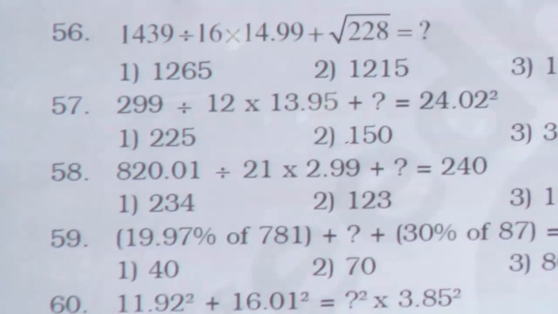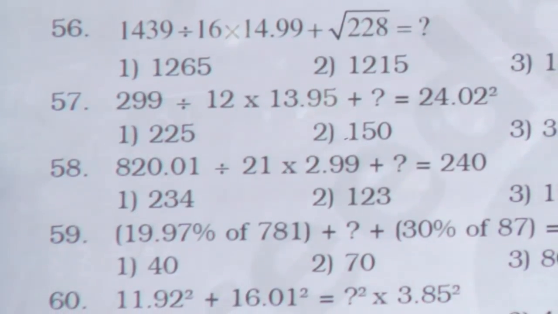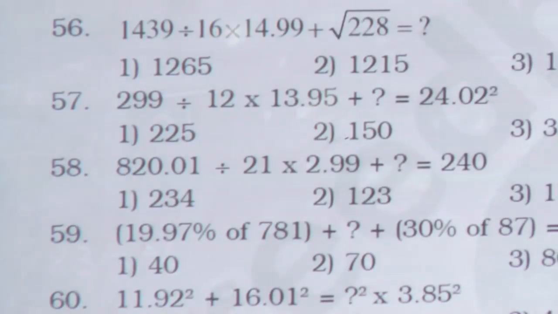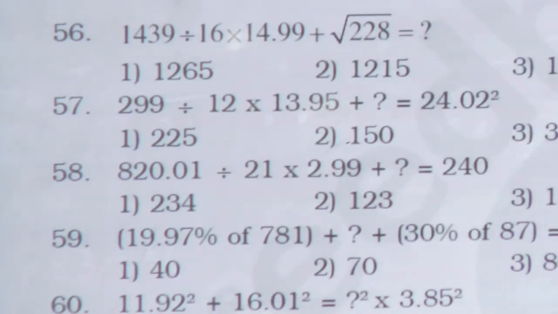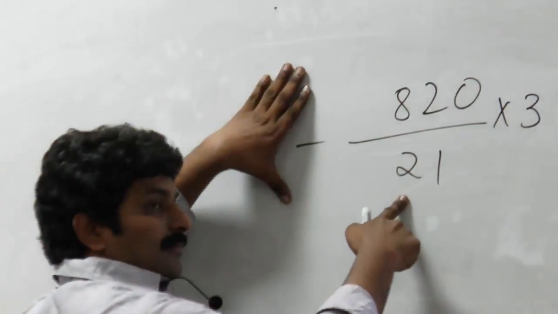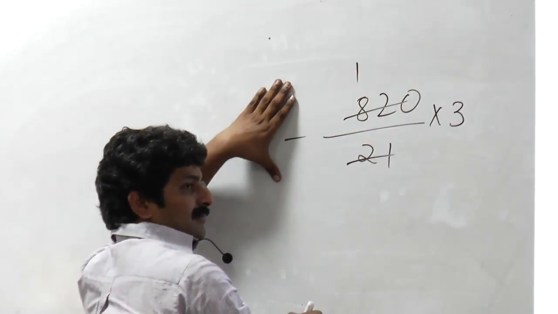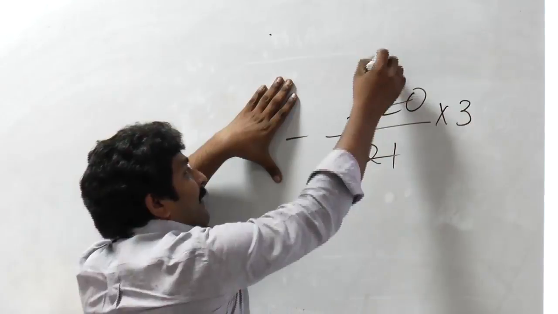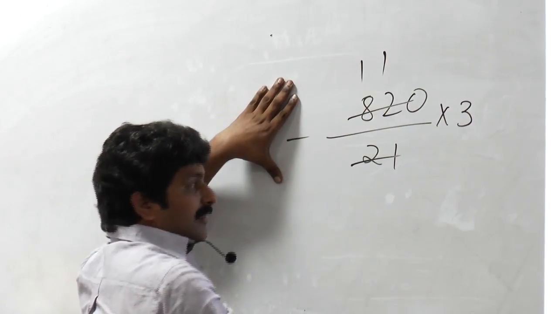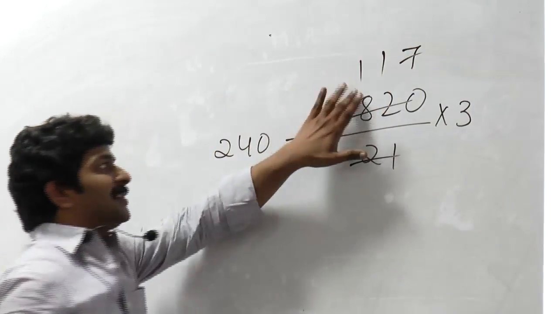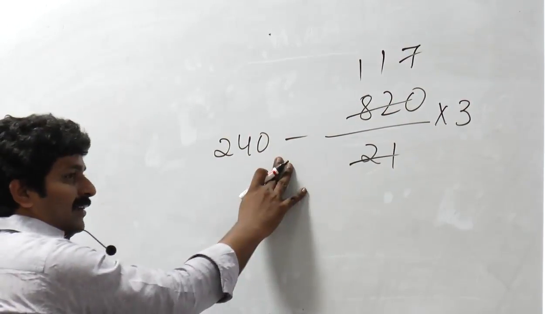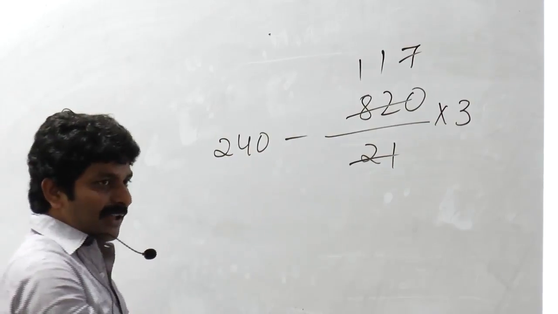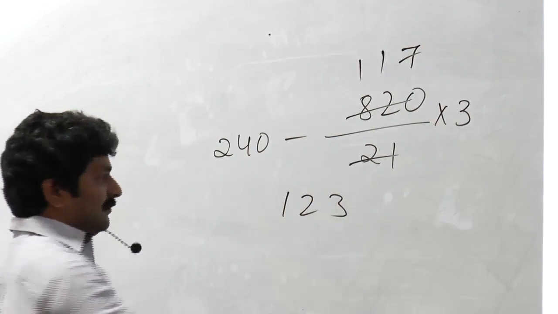820 divided by 21 into 3 plus x is equal to 240. So whatever is there, you need to subtract it from 240. That gives your answer, yes or no? 3 how many times? 7 once. 12 you have, again 1. You have 50, 7 times. You need to subtract 117 from 240. Subtract 120, add 3. Subtract 120. You still have 120, and then add 3. 1, 2, 3.